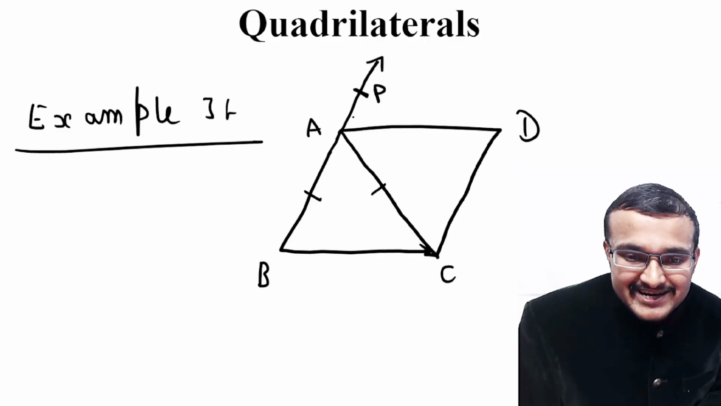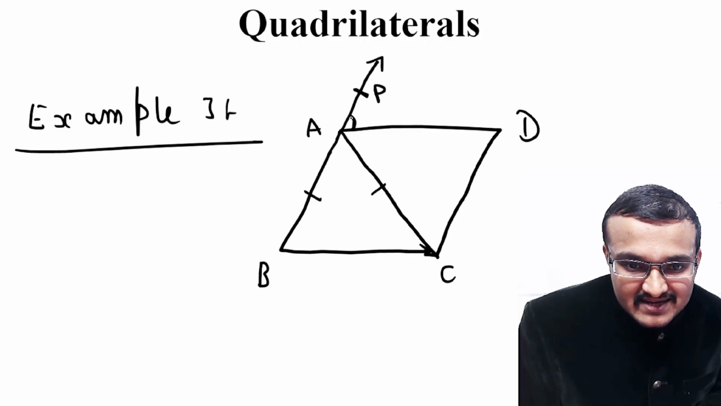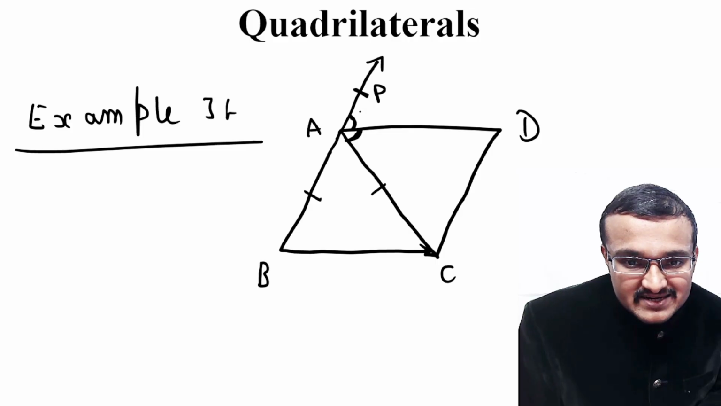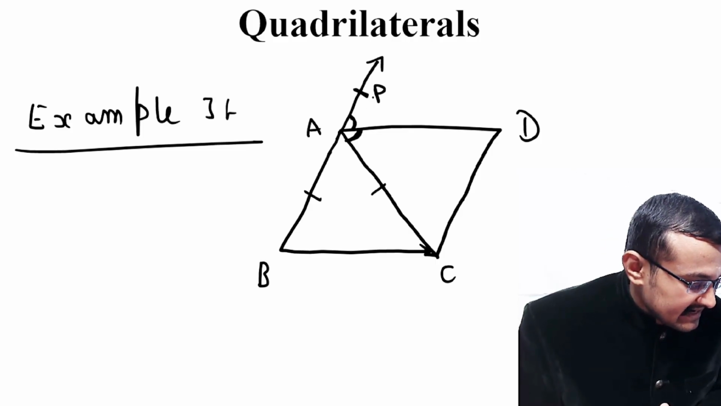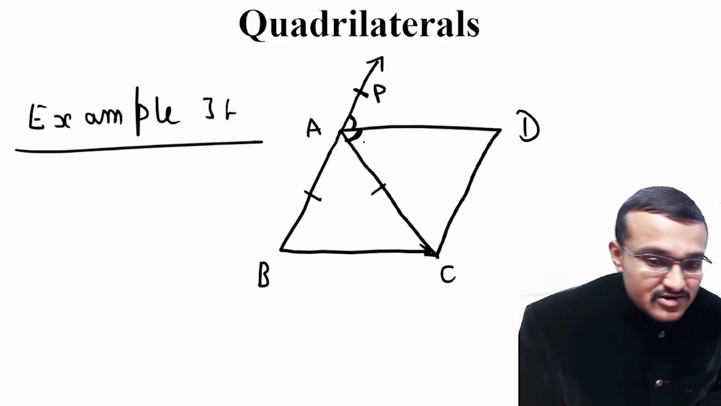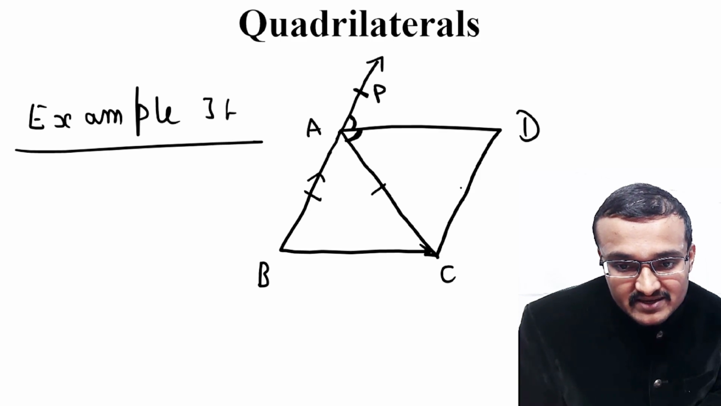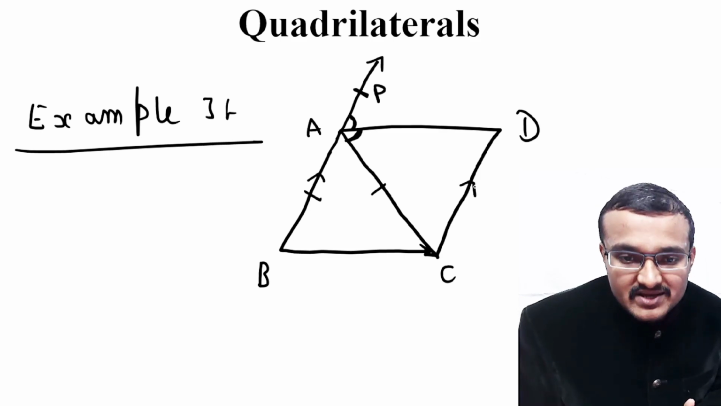So here one more data they have given. This particular angle PAD is equal to DAC. So here AD is bisecting this particular angle A. CD is parallel to AB. So that is AB and CD are parallel to each other.